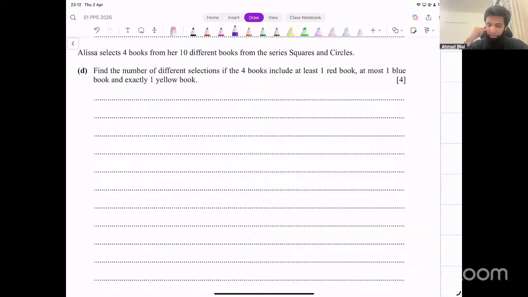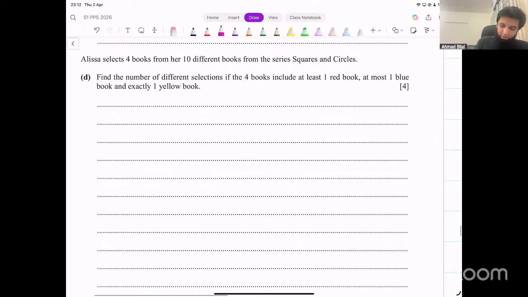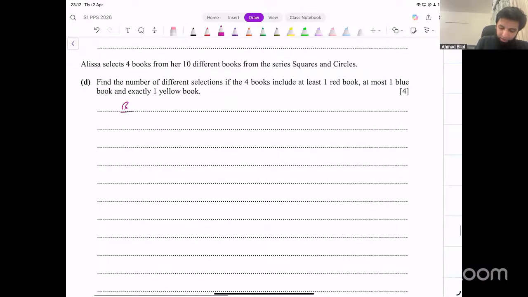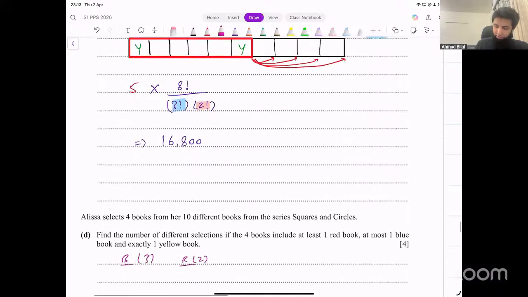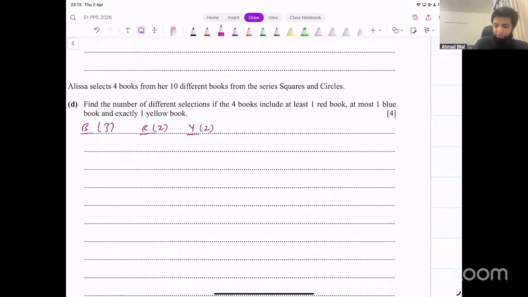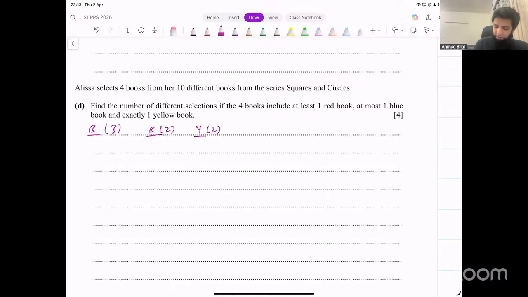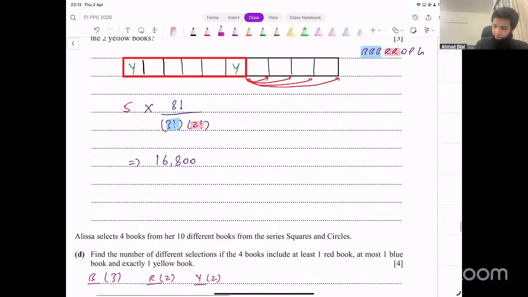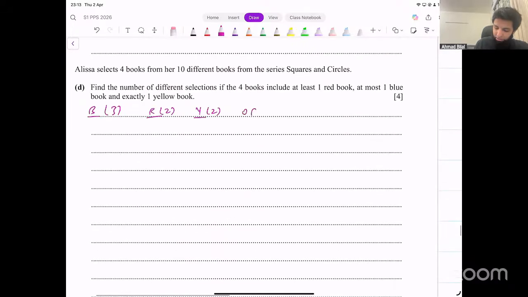Okay. Now, what was the number of blue books? We had 3 blue books in total. There were 2 red books, and there were also 2 yellow books. These were the colors that were coming multiple times, and then the rest of the colors, they were only coming once. We can write them together. The remaining colors were OPG. So there are 3 of those remaining colors.